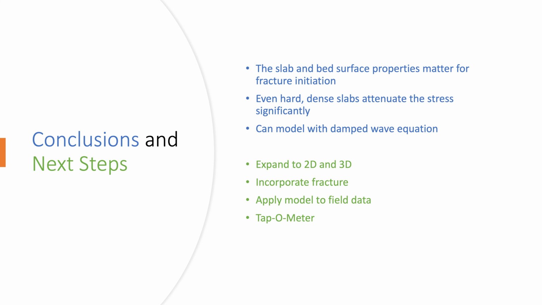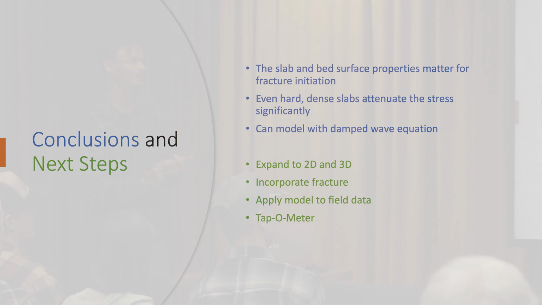So, in conclusion, the slab and the bed surface properties matter for fracture initiation. The slab and the layering of the slab will describe how much that stress bulb is attenuating or damping. And then the bed surface matters because if it's a really soft bed surface, you won't get much reflection off of it. Whereas if it's something really hard, like rock or an ice lens, it's like being tackled on concrete versus being tackled on a soft mattress.